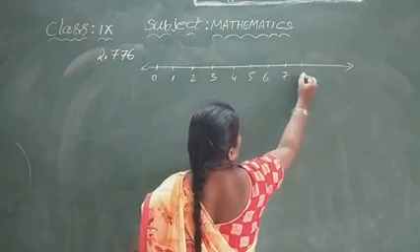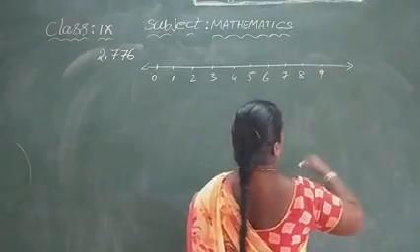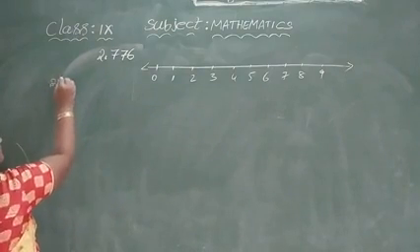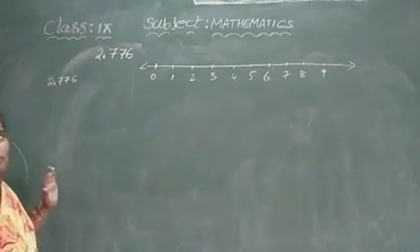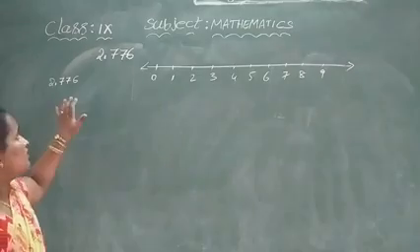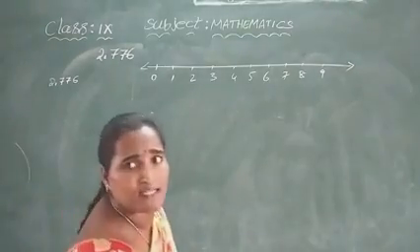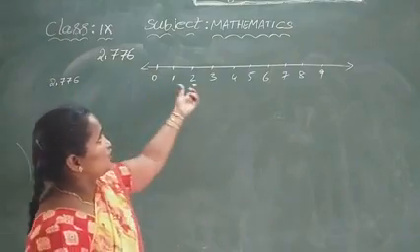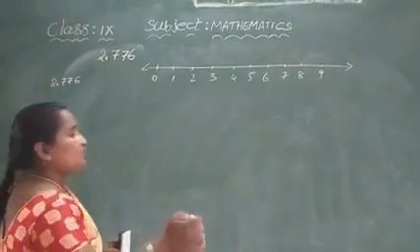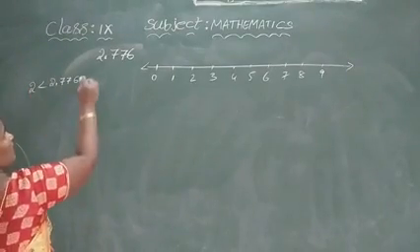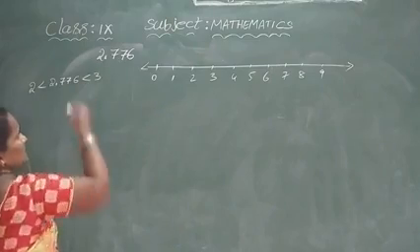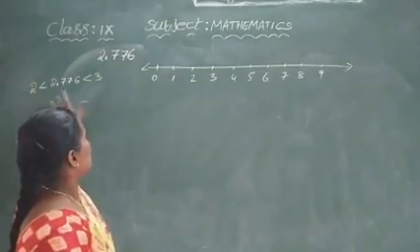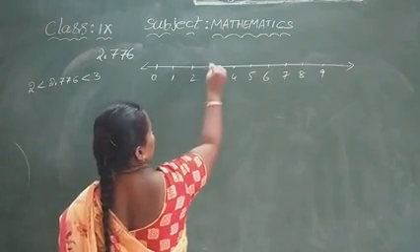5, 6, 7, 8, 9. Okay? First of all, take 2.776. So this number is between 2 and 3. Here this is 2 and 3.